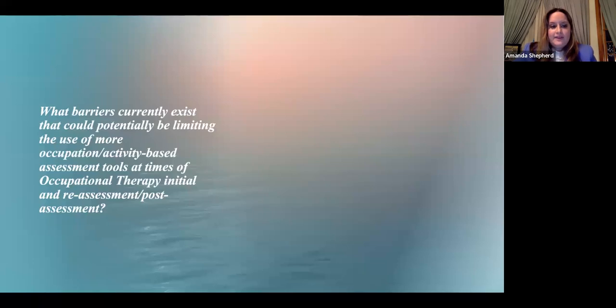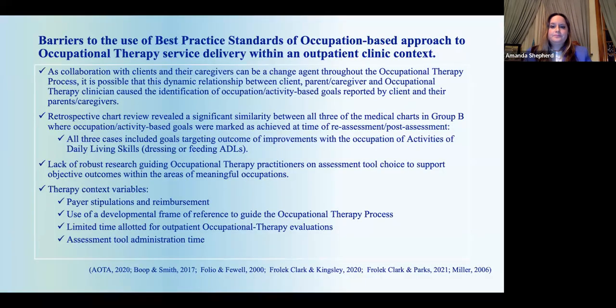So what barriers exist that could be limiting the use of occupation-based assessment tools at the time of OT initial evaluation, reassessment, and post-assessment? There certainly were many that I found, but I wanted to go over as many of the highlights as I could. One of the most significant being the relationship and influence of caregivers on the dynamic relationship out of evaluation between the caregiver, the client, and the OT practitioner.